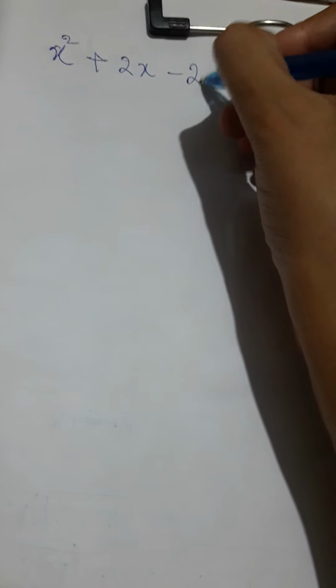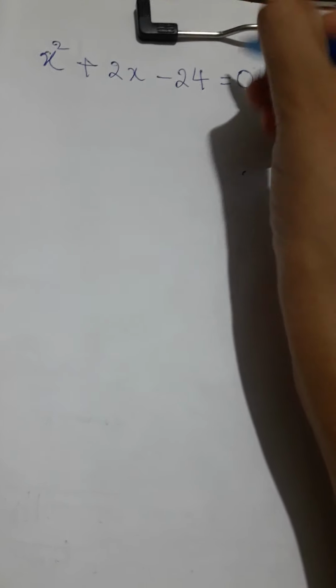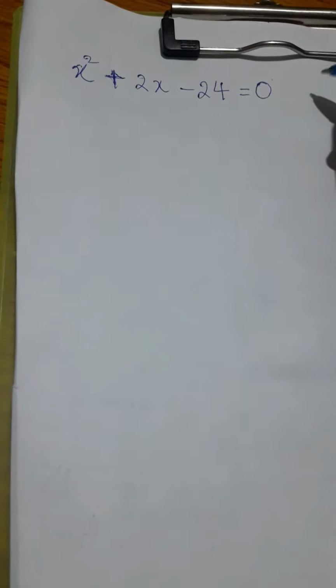There are different types of factorization, and if I have a trinomial, I can make use of the splitting the middle term method, which I shall explain today. So let me take a quadratic, x square plus 2x minus 24 is equal to 0. This is my LHS, and it equals 0. So I need to solve the equation.